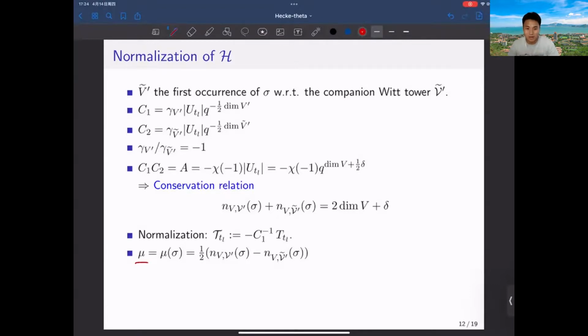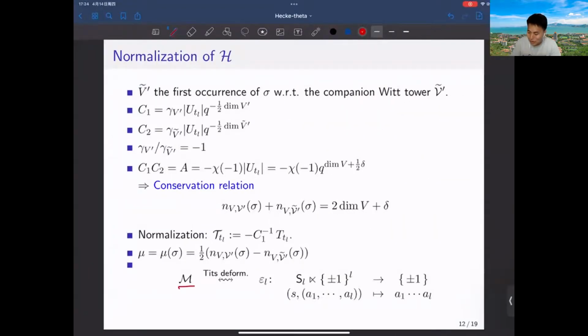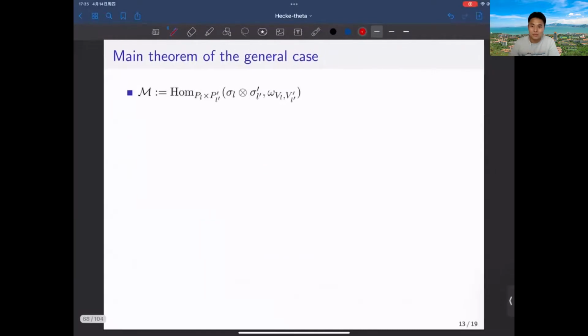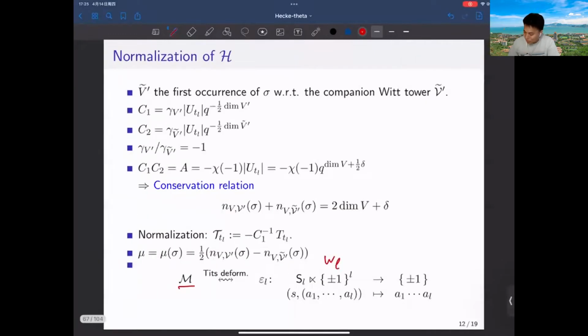So the parameter of the Hecke algebra is basically half of the difference of the first occurrence index for two towers. And under this normalization, we know that under Tits deformation, this multiplicity space corresponds to epsilon L. This is the quadratic character of the WL, which is trivial on SL. Okay, great. I think this is sort of the appetizer of the whole story.